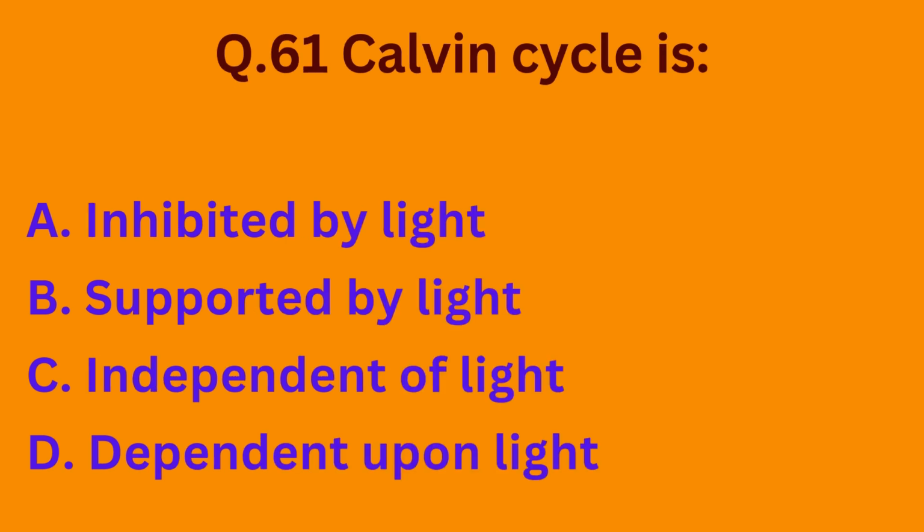Question number 61. Kelvin cycle is option A, inhibited by light, option B, supported by light, option C, independent of light, and option D, dependent upon light. So Kelvin cycle is basically independent of light. So the correct option is option C.